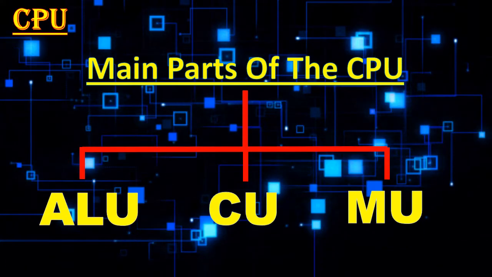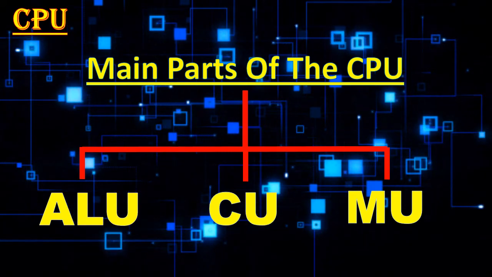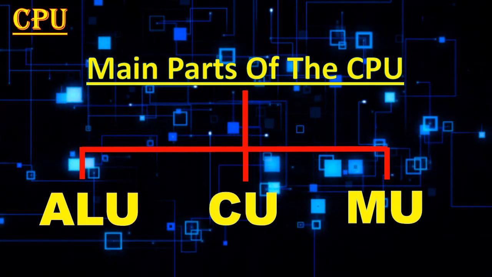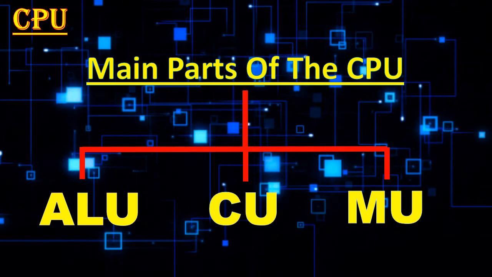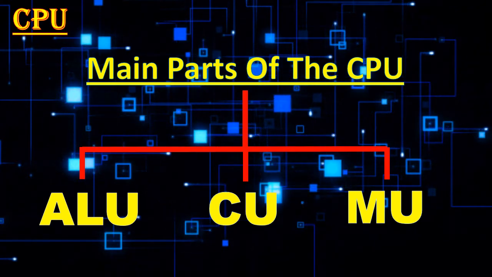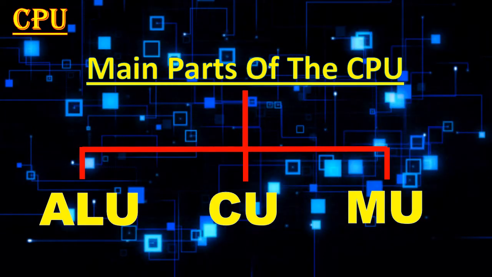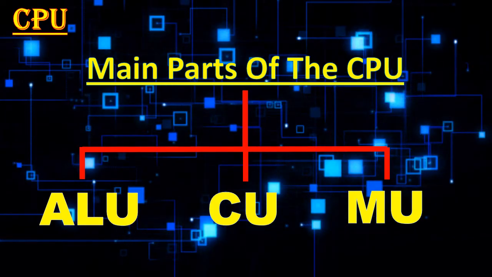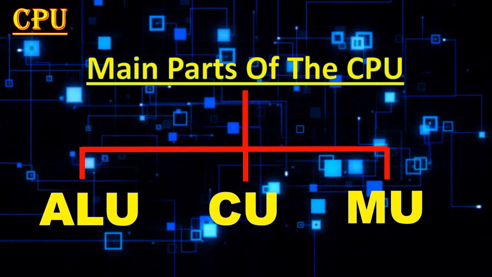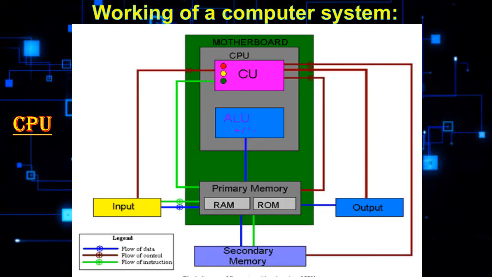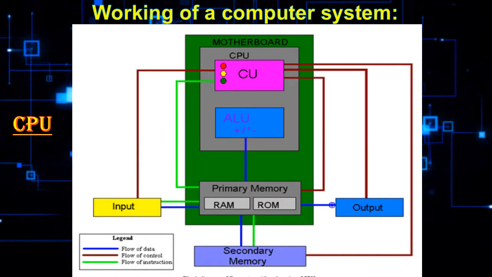Now let us know about the main parts of the CPU. That means the CPU has three main functional components. These are ALU, CU and MU. Here in this diagram we can see the working process of a computer system.